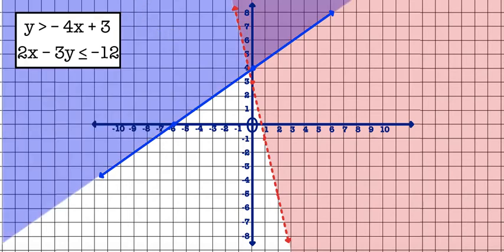Okay, so again, if our coordinate is in the red region, then that's only a solution to the first inequality. If our coordinate is in the blue region, then that's only a solution to our second inequality. But if our coordinate is in this purple region, then that's a solution to both inequalities.